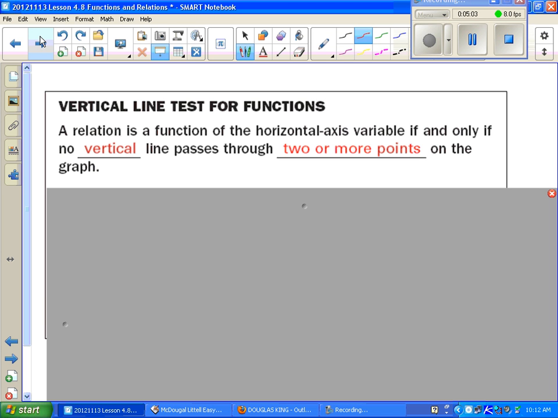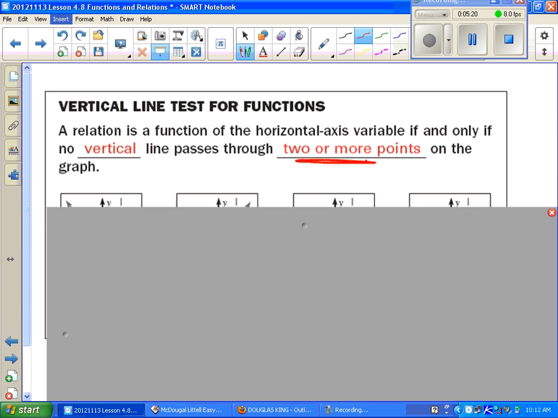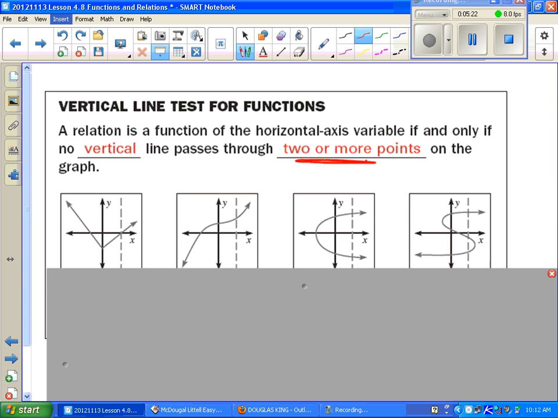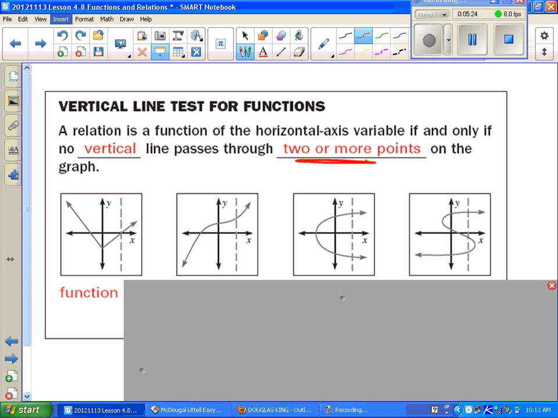Vertical line test is a whole lot easier for most people to understand, especially when they're looking at pictures. A relation is a function of the horizontal x-axis. Remember, the horizontal is the one that goes across the road. If and only if no vertical line passes through two or more points. Once it passes through 2 points, it's no longer considered a function.